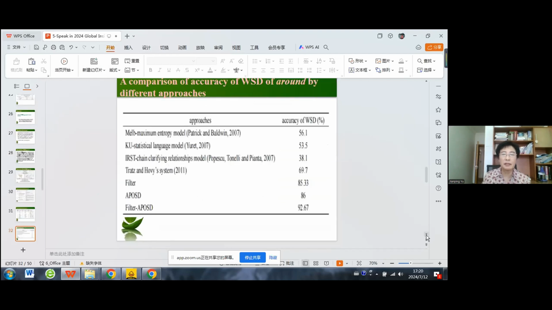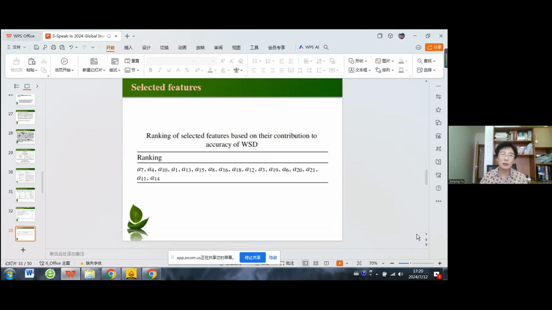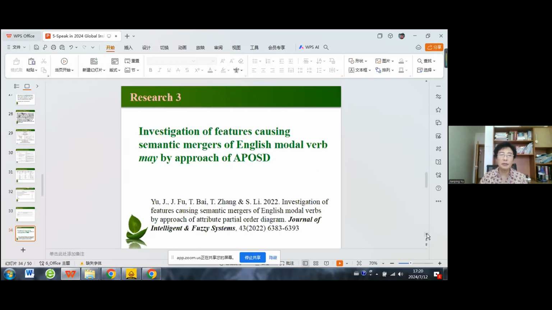And here is the result of the word sense disambiguation. We make a comparison of the result with the previous studies. As we can see, the filter and APOSD approach reaches the highest accuracy of word sense disambiguation. And all based on the rules of word sense disambiguation, we select the features and rank them based on their contribution to the accuracy of word sense disambiguation. We have also done an investigation of features causing semantic mergers of the English modal verb may by APOSD. And this research was published in 2022.